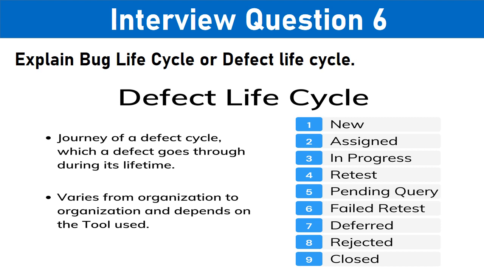We need to remember, it varies from organization to organization and also from project to project and also depends upon the tools used. Defect lifecycle states are: new, open; assigned, in progress; retest, pending query; failed retest; deferred, rejected; and closed. Again, these are not the only statuses. Nowadays there are a variety of test management tools and hence, a variety of statuses.